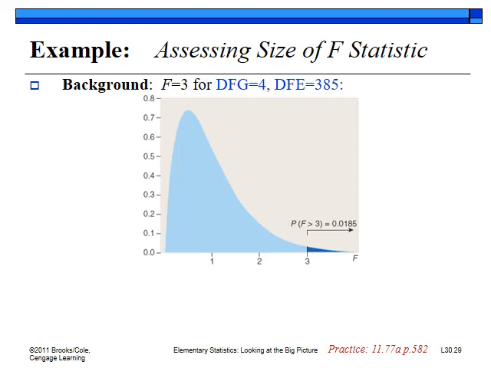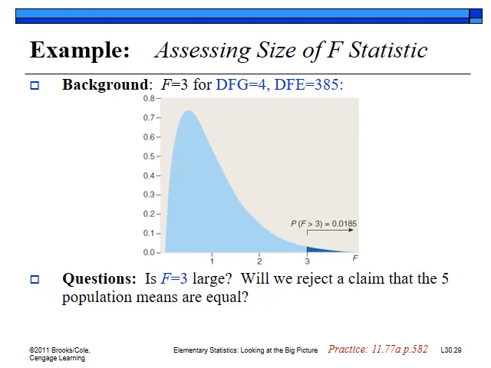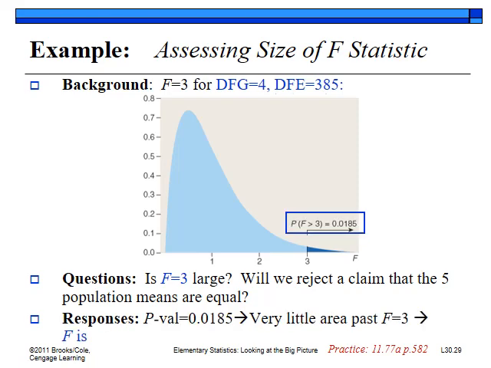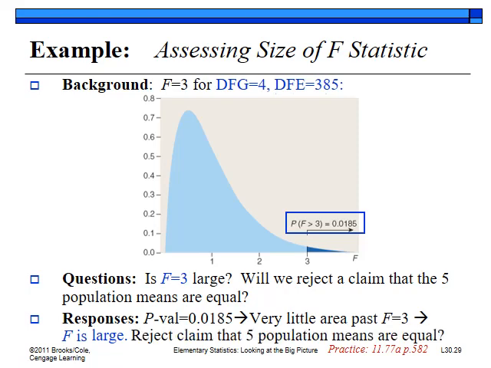So in the scenario where DFG is 4 and DFE is 385, this is the distribution. The probability that f is greater than 3 for this distribution is about 2%. Is that good enough to reject a claim that 5 population means are equal? Sure. That would be considered a large f value and will reject the null hypothesis.